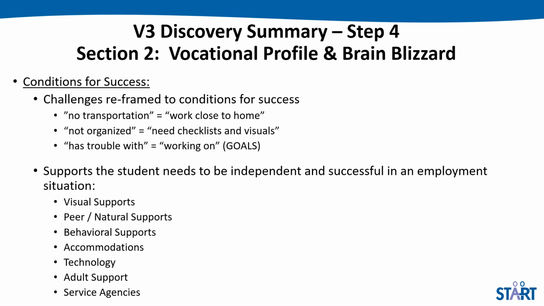And of course, what supports does the student need? So it's really important when you're doing your observations to look through what supports are in place or what supports could be in place that would allow the student to be more successful, whether that be visual schedules and supports, which would include self-management systems, peer-to-peer support or other natural supports in the environment, accommodations, maybe technology. We want to avoid adult support if we can, but there might be times where in order to learn a system, there might be adult supports or service agencies that could help out.